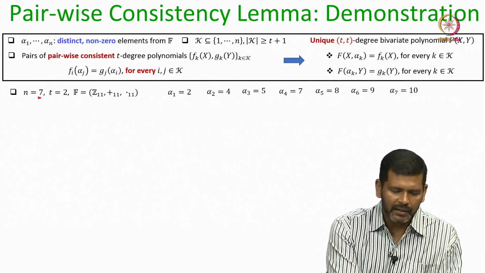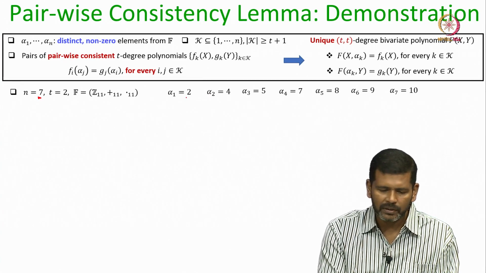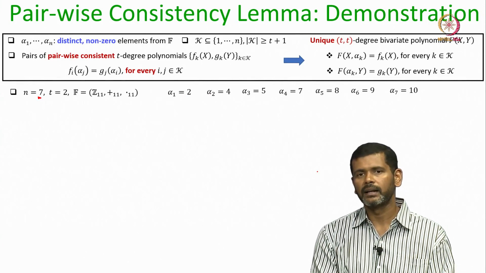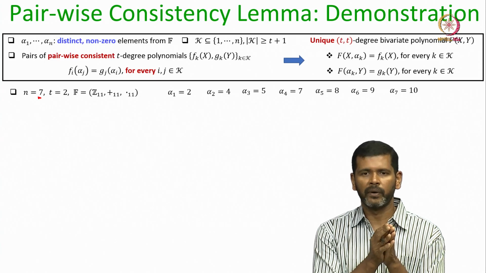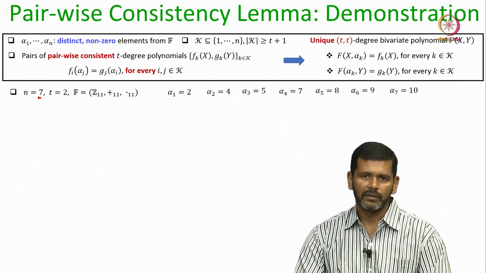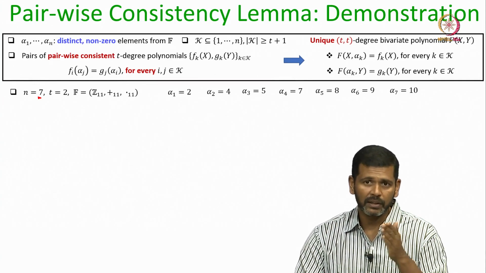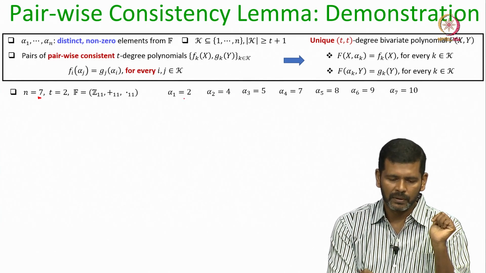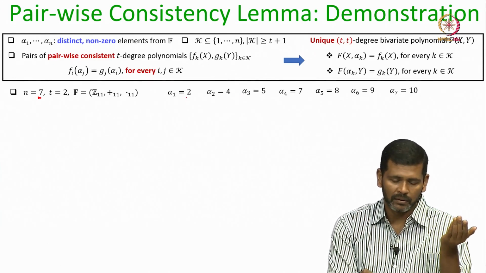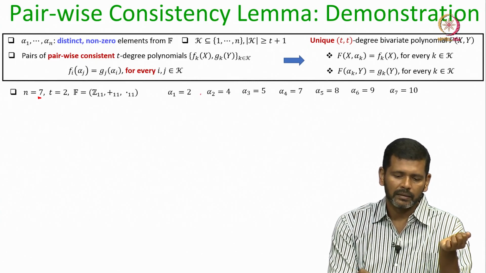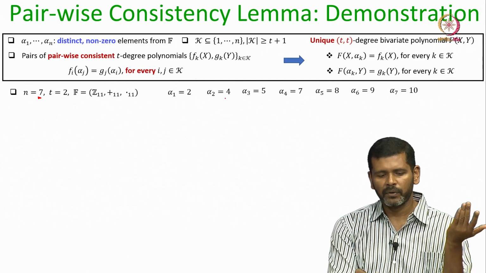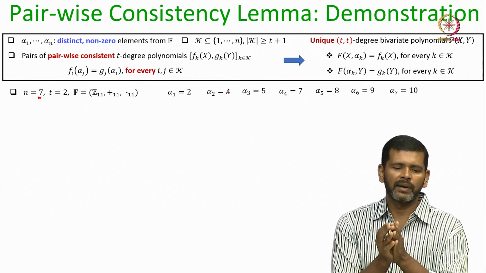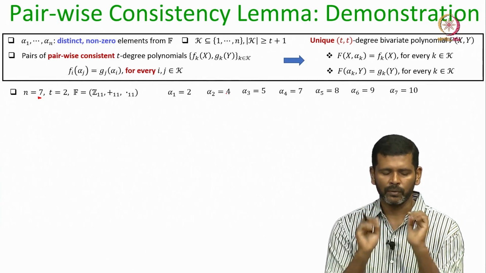Since I need 7 evaluation points, I have chosen my evaluation points to be 2, 4, 5, 7, 8, 9 and 10. So, you can now see that unlike previous examples where all my evaluation points were consecutive evaluation points from the field, now my evaluation points are not consecutive. So, the first evaluation point is not the element 1, it is the element 2, and then I am not taking 3 as one of my evaluation points, but rather I am taking 4. But irrespective of what exactly my evaluation points are, the pairwise consistency lemma always holds.